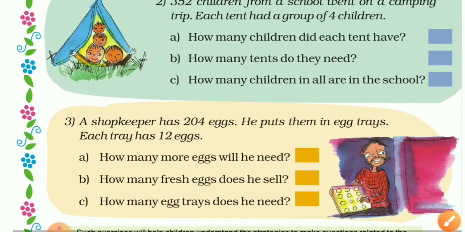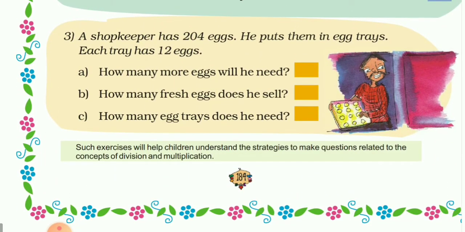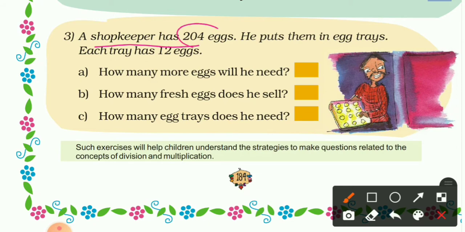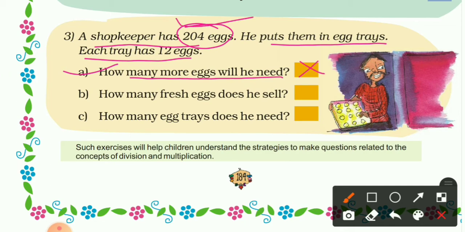Now question number 3. A shopkeeper has 204 eggs. So we have the total eggs. He puts them in egg trays. Each tray has 12 eggs. So once again I think here we have to find the number of trays. So let's find that. Option A. How many more eggs will he need? No, it will not be correct because the total eggs given is 204, that is already given.